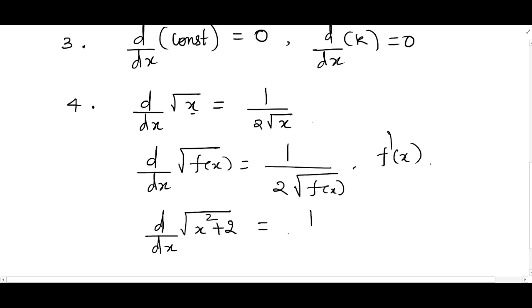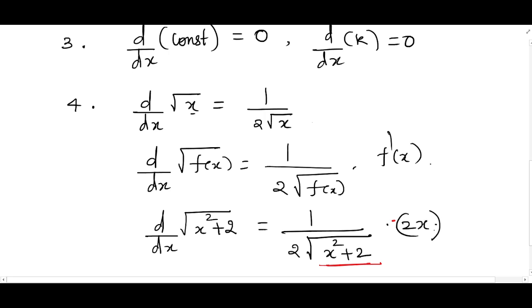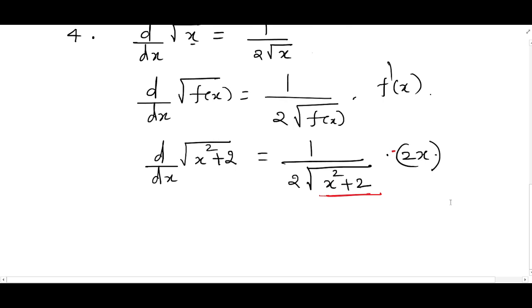So as per the formula, that becomes 2 root, in place of f of x again I am substituting x square plus 2. Now the derivative of this f of x we have to write here. The derivative of f of x is, derivative of x square is 2x, and derivative of 2 will be 0, because 2 is a constant. So in place of f dash of x, here we are getting 2x, which is the derivative of this function x square plus 2.